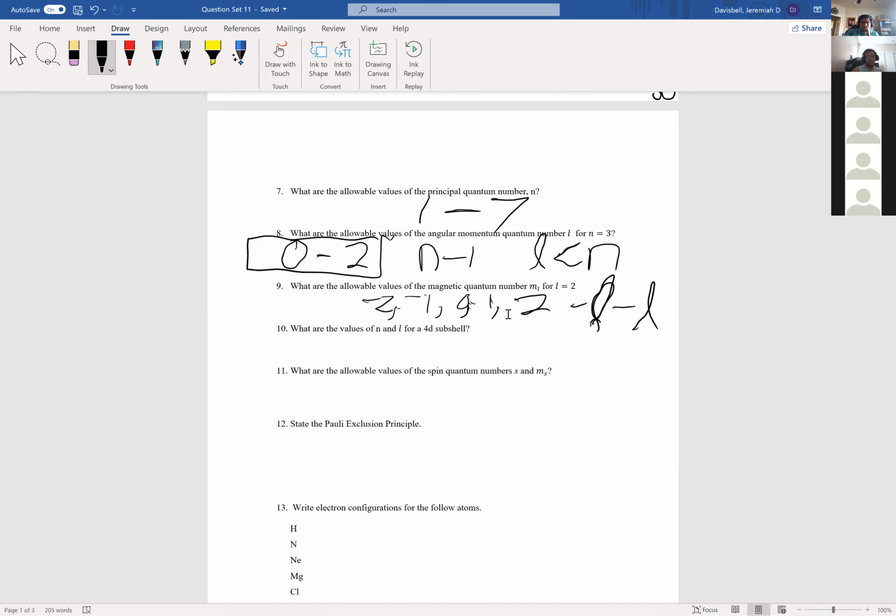So for number 10, what are the values for N and L for a 4D subshell? Okay, well for N, excuse me, we're looking at the D subshell.